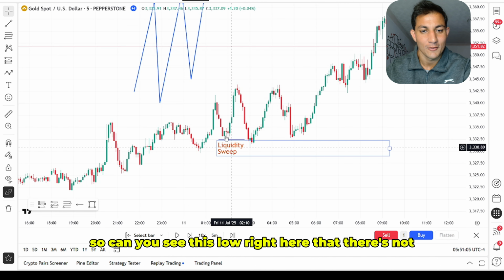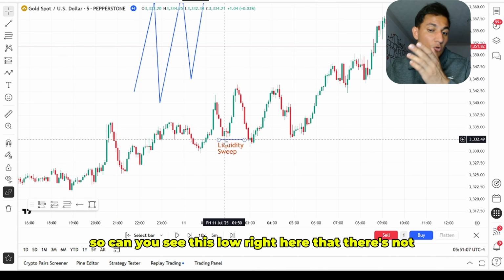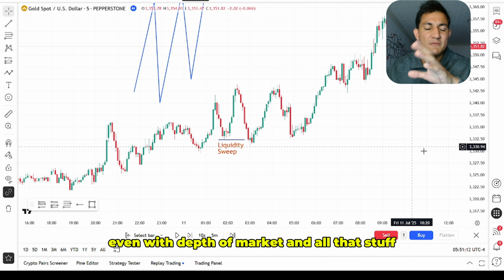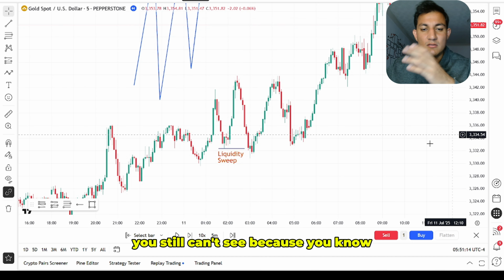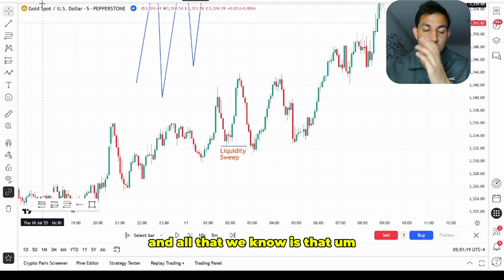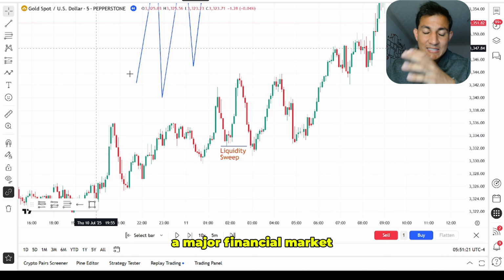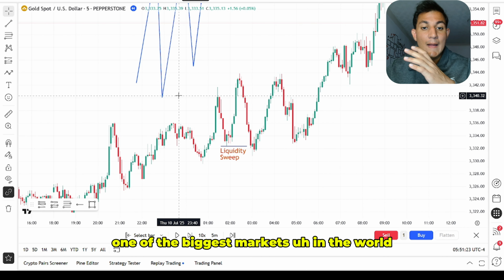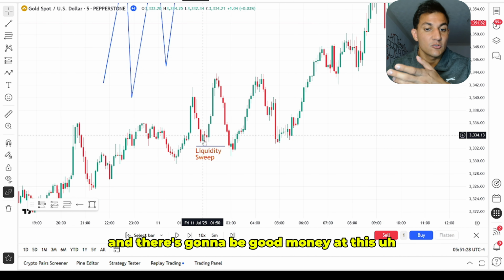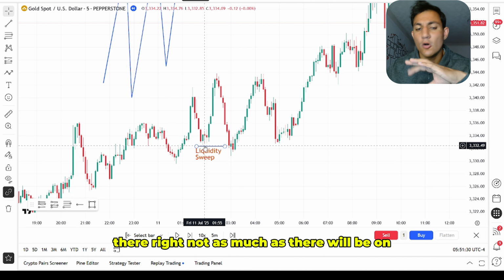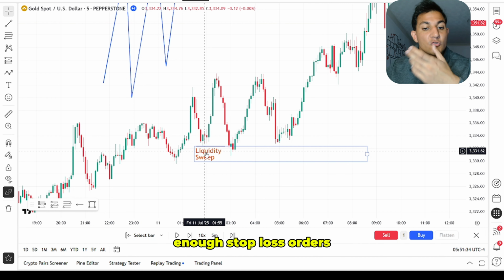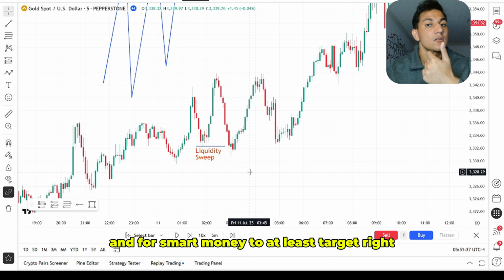So can you see this low right here? There are going to be some stop loss orders here. No one knows how much, even with depth of market and all that stuff, you still can't see because orders can get spoofed. All that we know is, just think, this is gold, a major financial market, one of the biggest markets in the world. There are trillions of dollars moving through this market daily. There's going to be good money at this low, right? Not as much as there will be on the 4-hour chart, but there will be enough liquidity, enough stop loss orders for smart money to at least target, right?